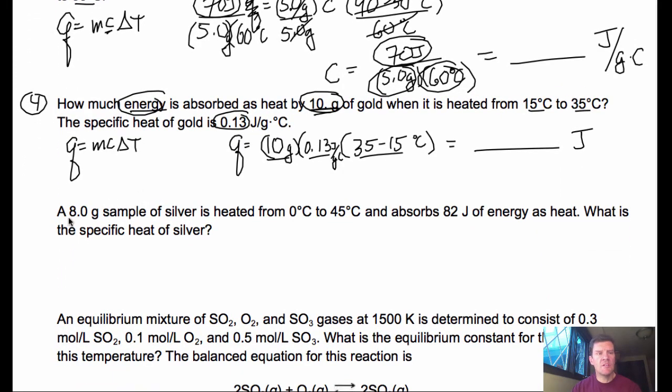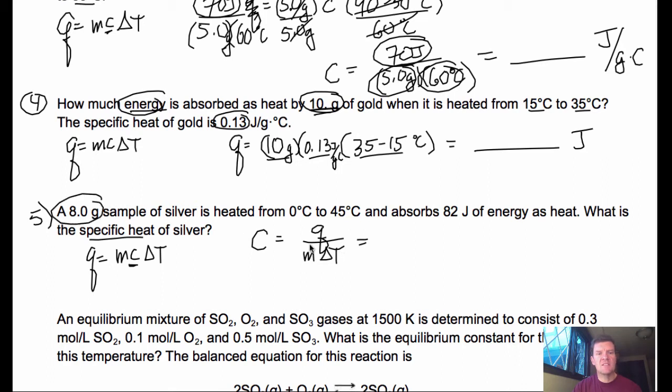All right, one more here. Again, you should pause. Why don't you pause this again? See if you can get this problem because it's asking for specific heat. Okay? I'm going to rearrange this formula. Specific heat is equal to the heat over m delta T. And what do they give me? They give me the mass. That's going to go in here. They're giving me the change in temperature there from 0 to 45. So 45 minus 0 is going to give me 45. Went up 45 degrees Celsius.